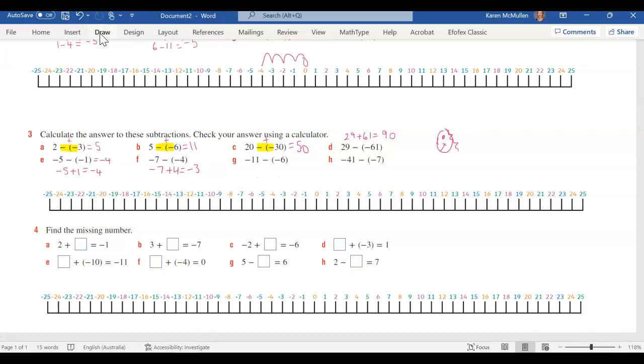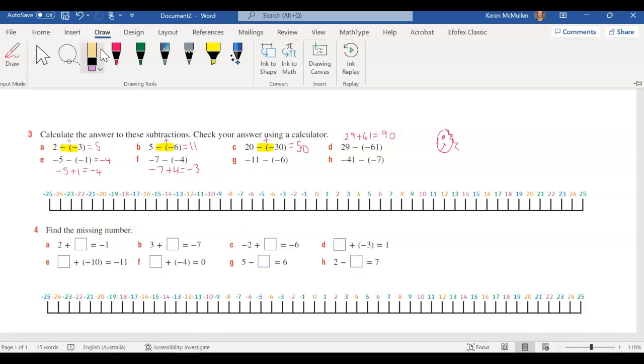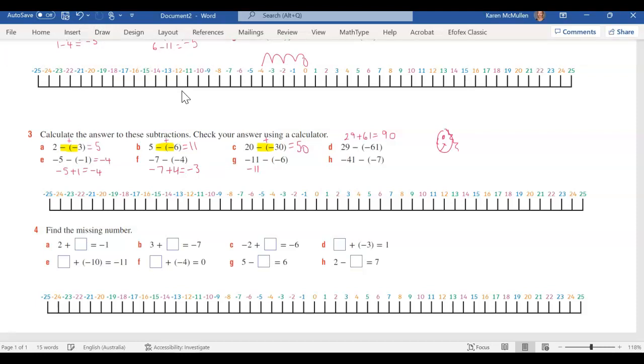All right, negative 11 minus negative 6. So that is the same as negative 11 plus 6. Let's just find negative 11, which is here. And we're going to face the negative direction, and we're subtracting 6. So we've got 1, 2, 3, 4, 5, 6. So it's going to give us negative 5.